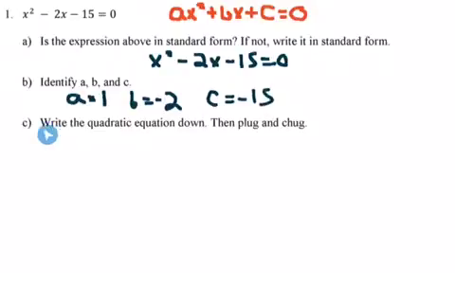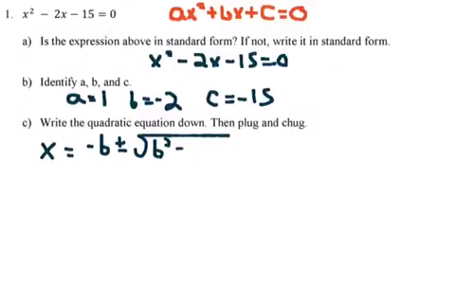Now let's look at part C. It says write the quadratic equation down and then plug and chug. Now what does that mean, plug and chug? I'll show you as soon as I write the quadratic equation down. So yesterday we found that x, the variable x, is equal to negative b plus or minus the square root of b squared minus 4ac all over 2a.